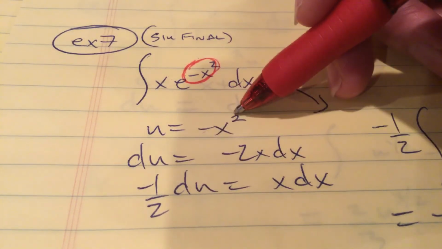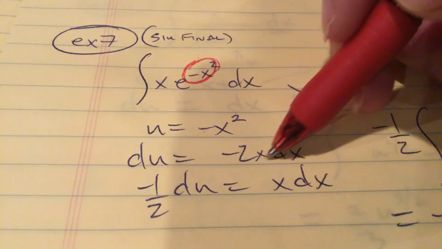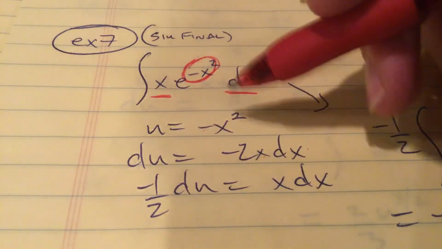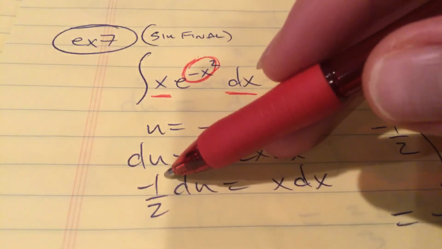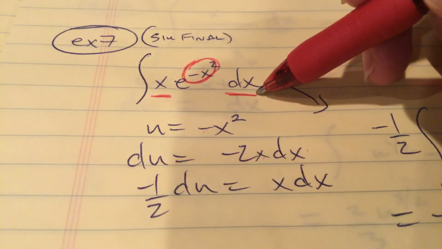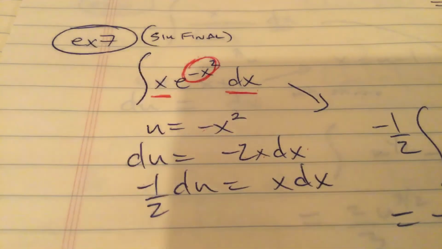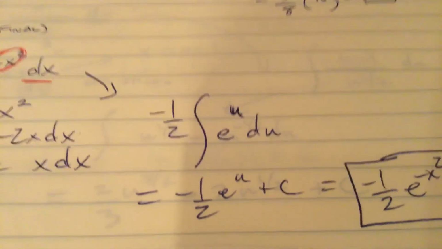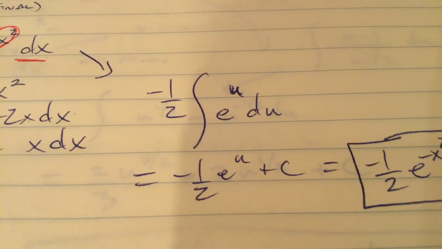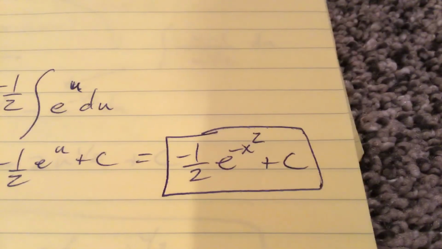If u is negative x squared, then du is negative 2x dx. I need to plug something in for only x dx. Divide both sides by negative 2 or multiply by negative 1/2. That means x dx is a negative 1/2 du. So negative 1/2 goes on the outside, e to the u du. Antiderivative of e to the u is e to the u plus c. Don't forget about that negative 1/2. There you go.